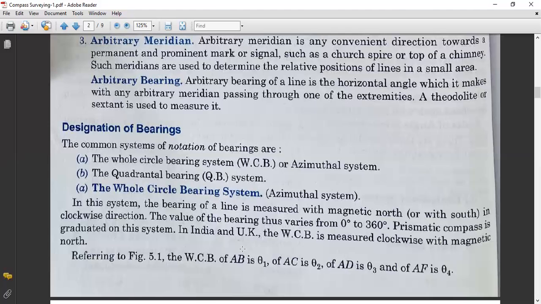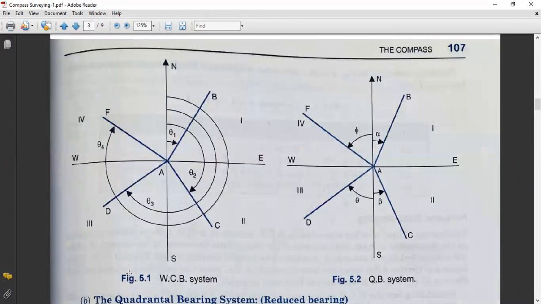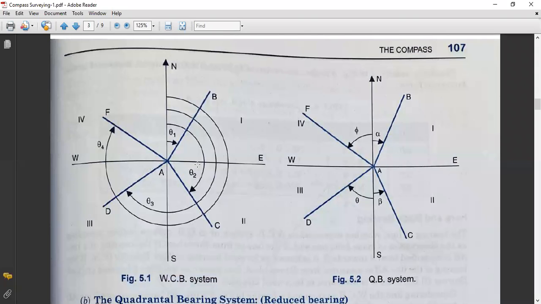That means in the prismatic compass, the image which I showed you in the previous class, the circle where the magnetic needle is mounted, we have the value of bearings varying from 0 degrees to 360 degrees in one circumference. They have given one example here for whole circle bearing. Check the figure, the left one, the WCB system, whole circle bearing. I have lines AB, AC, AD, AF.